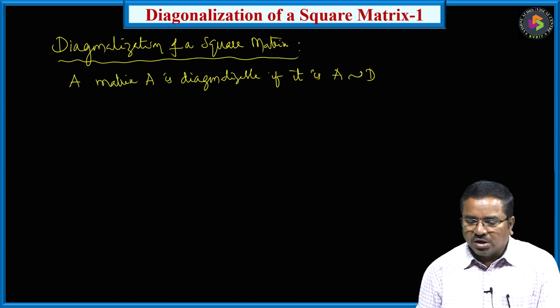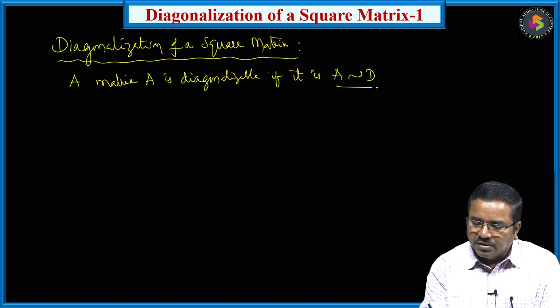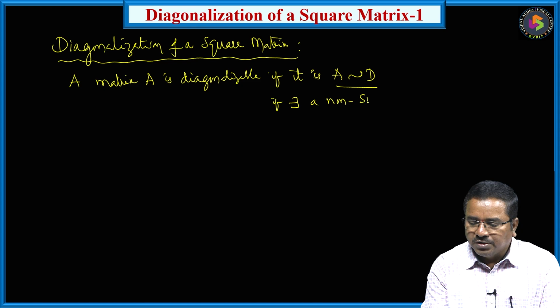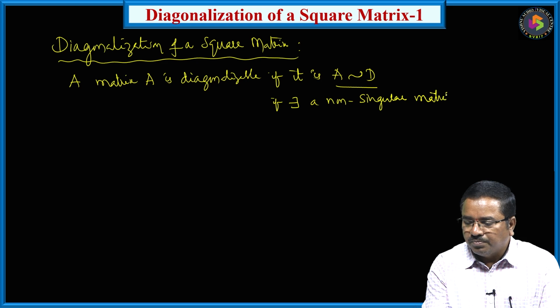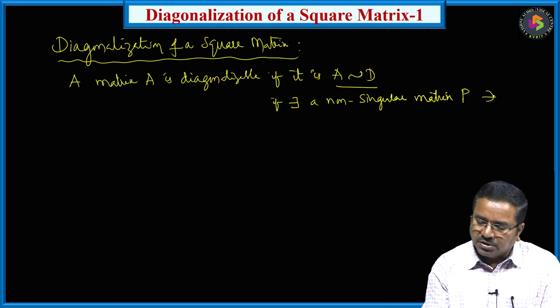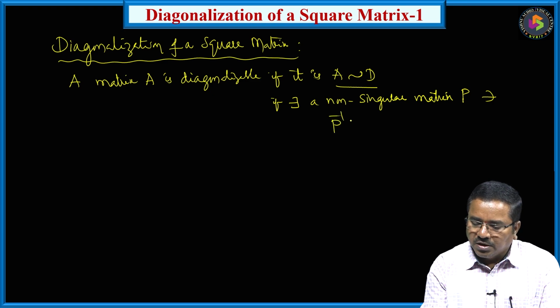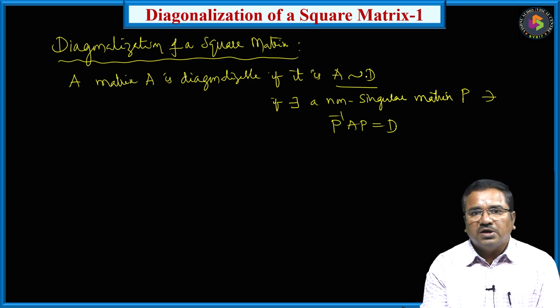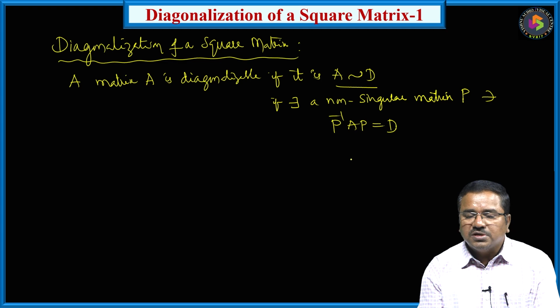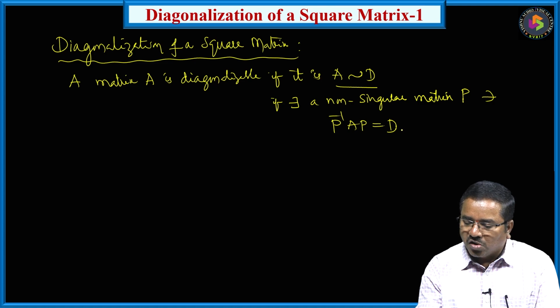That matrix is diagonalizable. Or in other words, what does this mean? It means there exists a non-singular matrix P such that P inverse AP is equal to D. So, this is the definition of A being similar to D. A is similar to D means there exists a non-singular matrix P such that P inverse AP is equal to D. Here D is called a diagonal matrix.